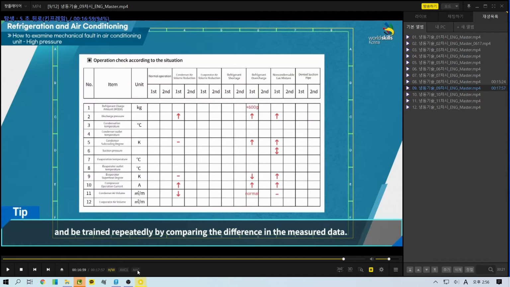After checking the data sheet on the video screen, I'm going to give you the additional explanation on it.